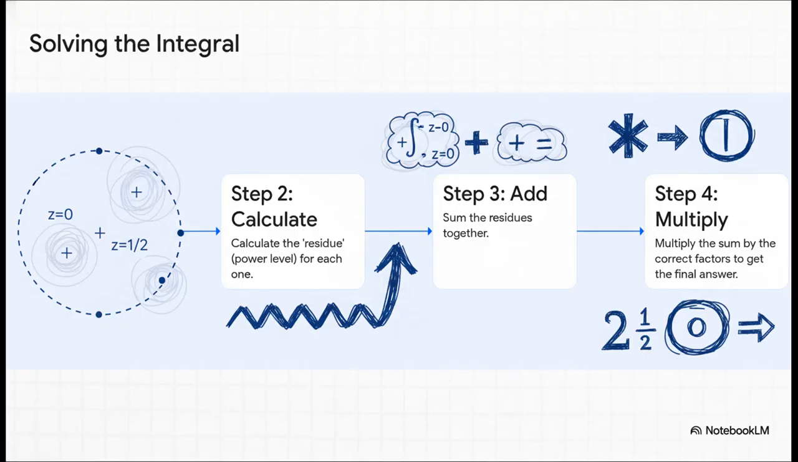So, the path forward is suddenly crystal clear. We already know our two important singularities are at z equals 0 and z equals 1/2. So, our to-do list is short. Calculate the residue for the point at 0. Calculate the residue for the point at 1/2. Add those two numbers together, and we are pretty much done.